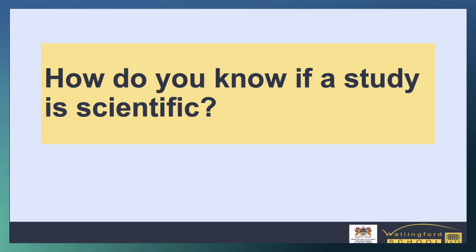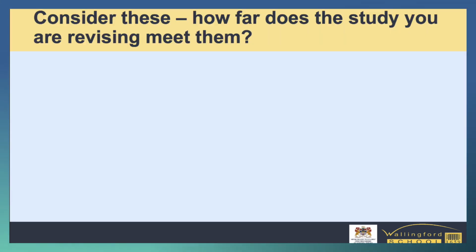So in part B of your mock exam, you're going to see a question which is a 16 marker, and this time it will be about whether two of your classic studies are scientific or not. What I want to do is to give you some idea about the sorts of things you need to consider when thinking about whether a study is scientific or not scientific. So here are some things that we need to think about.